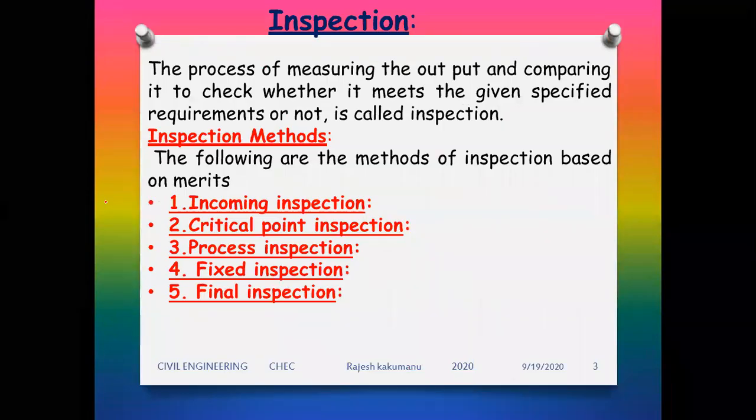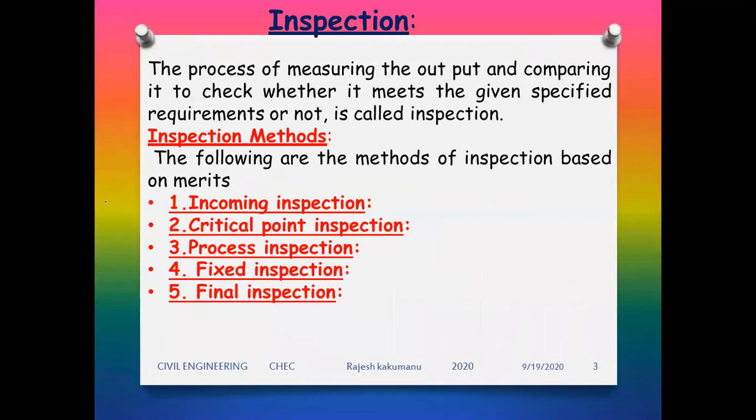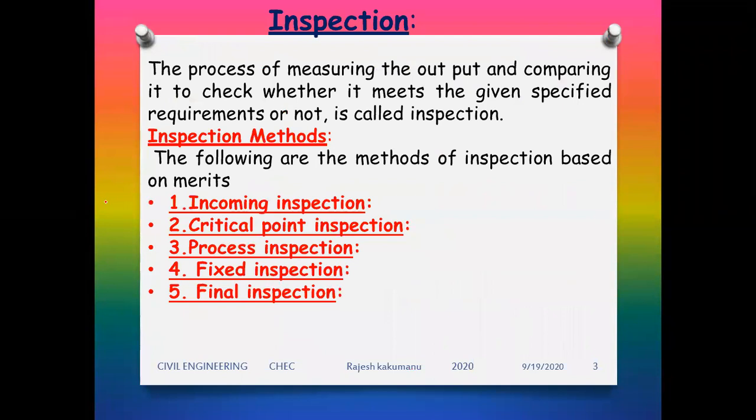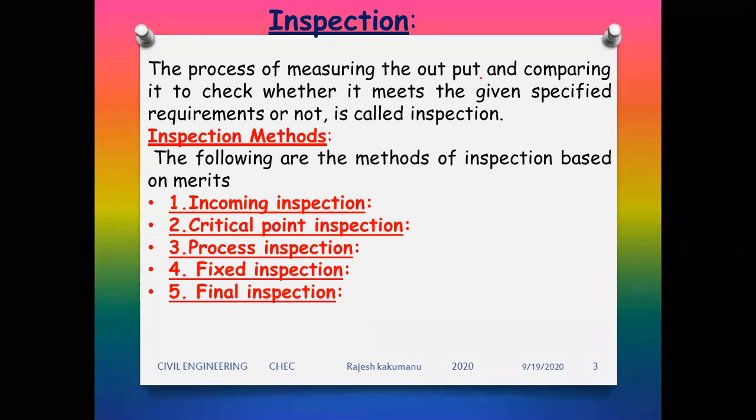The process of measuring the output and checking it against the standard requirements, whether it is of proper quality or not, is nothing but inspection. We discussed five inspection methods: incoming inspection, critical point inspection, process inspection, fixed inspection, and final inspection. These methods change depending upon the industry and the service.